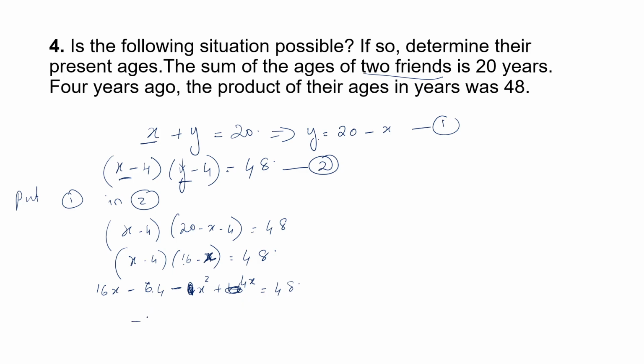If you solve this, take it on one side and everything, you will get minus x square plus 20x minus 112 equal to 0. Or you can take minus common outside, and this will change like this. Okay, so if this is done, then you can find the value of x. So find the value of x, use the formula.